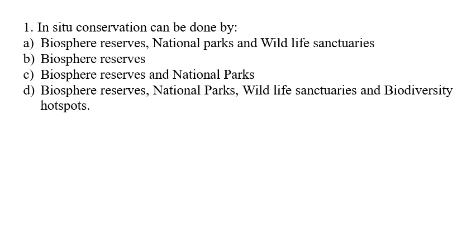So in situ conservation is a method of conservation in which the animals are allowed to conserve in their natural habitat, and they have more mobility available to them. The best in situ conservation methods are the biosphere reserves, national parks, wildlife sanctuaries, and the biodiversity hotspots. These all are the in situ conservation methods. So in this question the correct option is D.